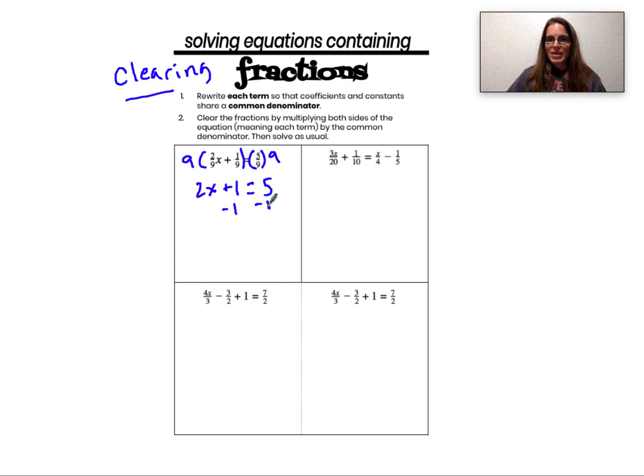Now I'm just going to solve my easy two-step equation using inverse operations like always. First subtracting 1 from both sides, and then dividing by 2. So I have my solution, x equals 2. Much nicer to solve 2x plus 1 equals 5 than 2/9 x plus 1/9 equals 5/9.